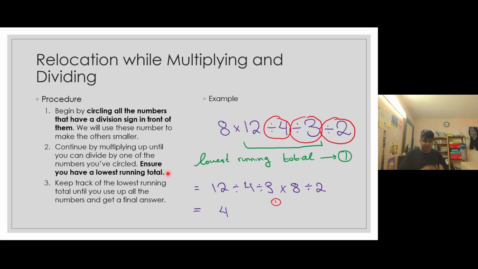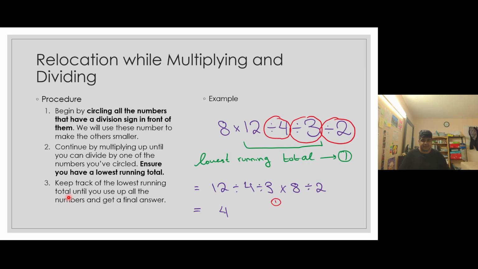So you keep track of the lowest running total, and I would do this mentally. I've done it here just to show you, but you want to do this mentally until you get a nice, convenient final answer. And so we've done the example while going through the instructions. 8 times 12 divided by 4 divided by 3 divided by 2 is equal to 4.